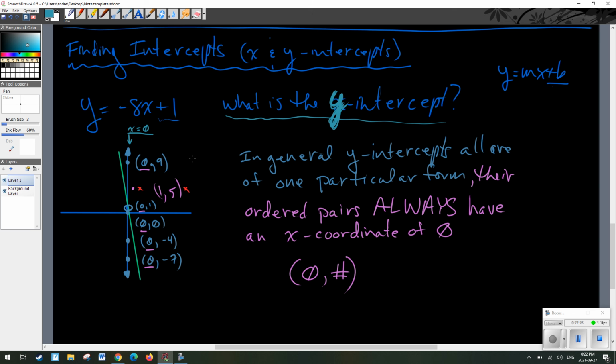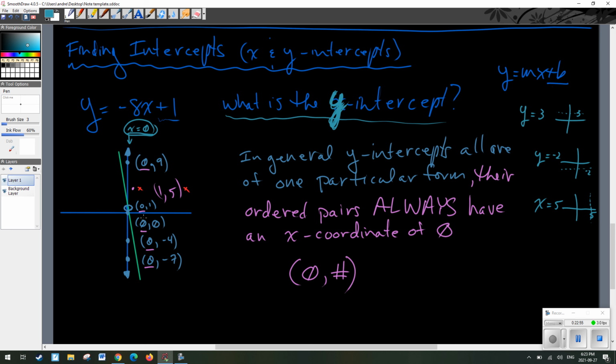Remember that when we had lines that looked like y equals 3, that was a horizontal line at 3. And y equals negative 2, that was a horizontal line at negative 2. If we had x equals 5, it was going to be a vertical line at 5. So the vertical line that is the y-axis is actually x equals 0.